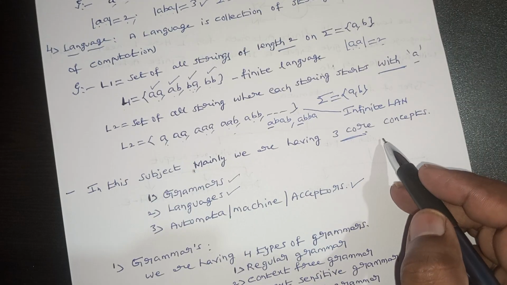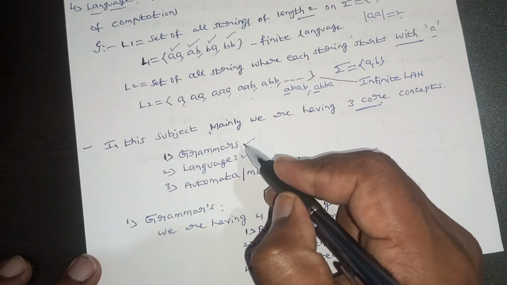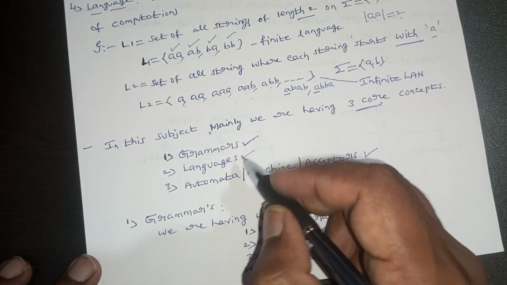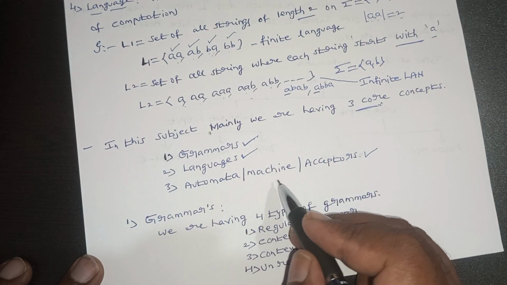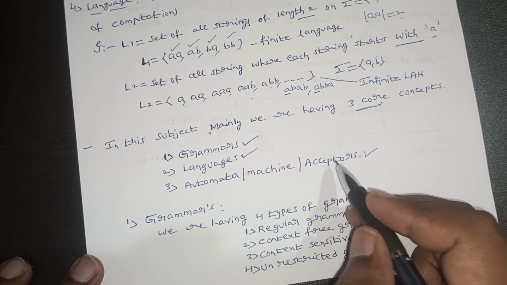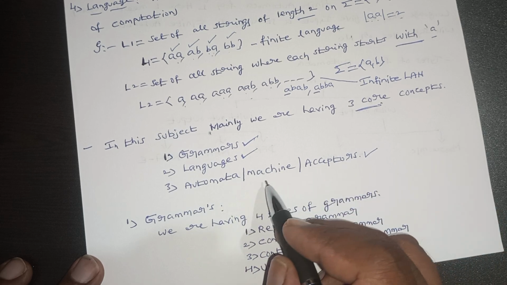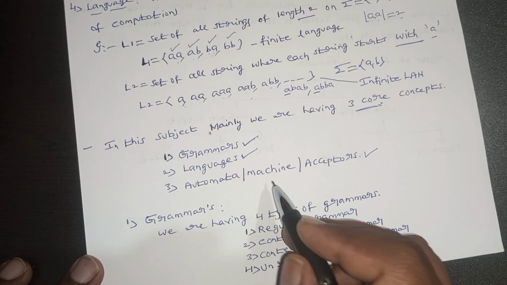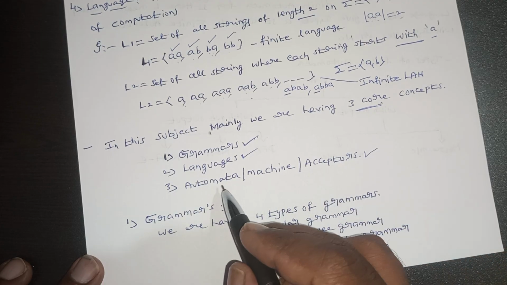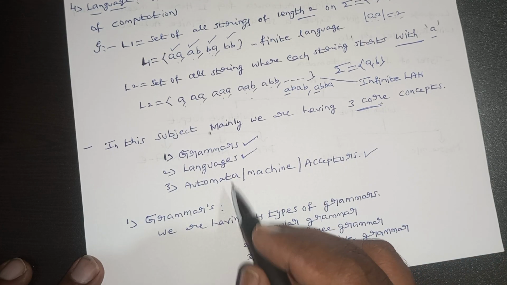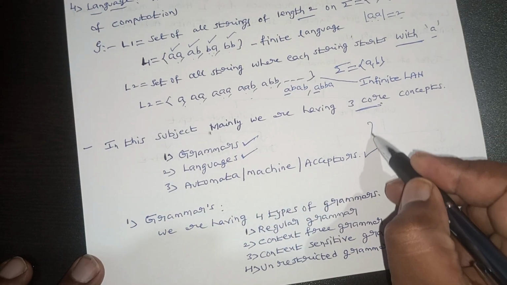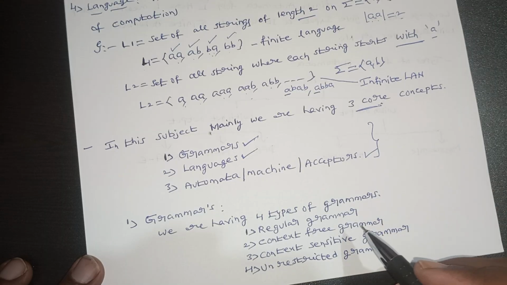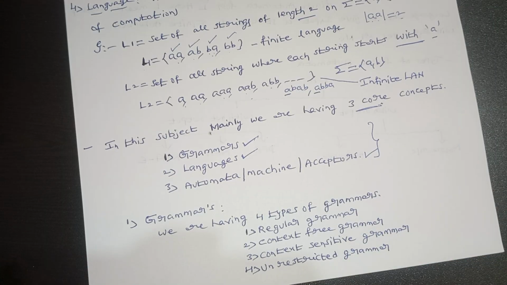So what are the three core concepts? One is grammars. Second is languages. Third is the automata, machine, or acceptor. Generally the basic word we use is machine or acceptor. Automata is also a machine, and meanwhile I will tell you the meaning of automata. So these are the three main core concepts in the FLAT subject, or theory of computation.